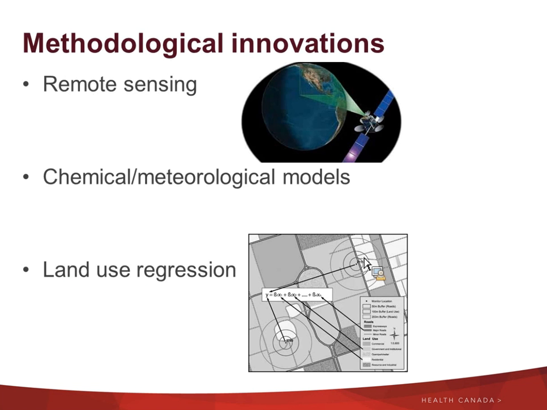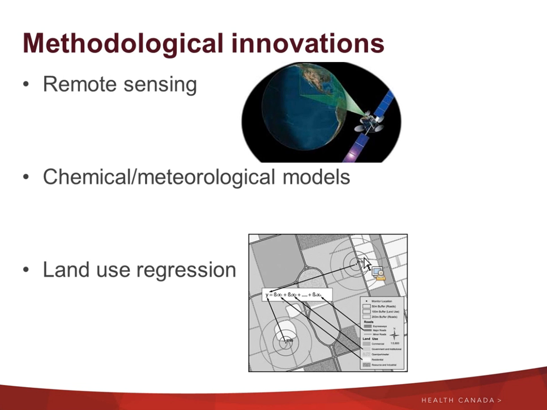So, moving on to exposure, I wanted to highlight, as I mentioned, a few of the innovations in exposure science that have really transformed our ability to characterize exposure in rural, and also in urban areas. First of all, remote sensing using satellite observations to characterize exposure at high spatial resolution, generally at limited temporal resolution, and with certain limitations.